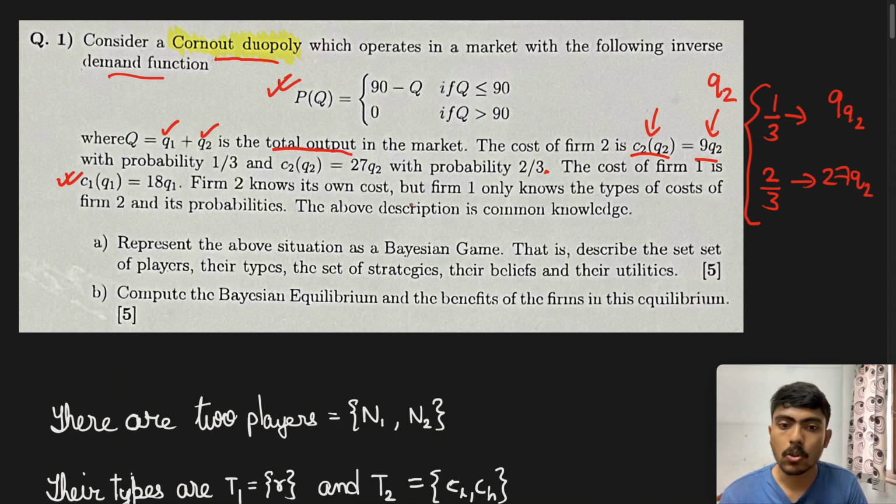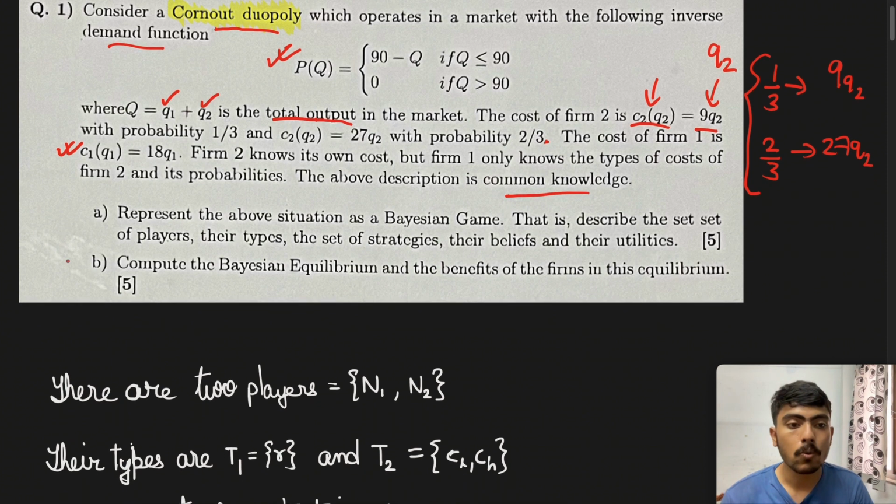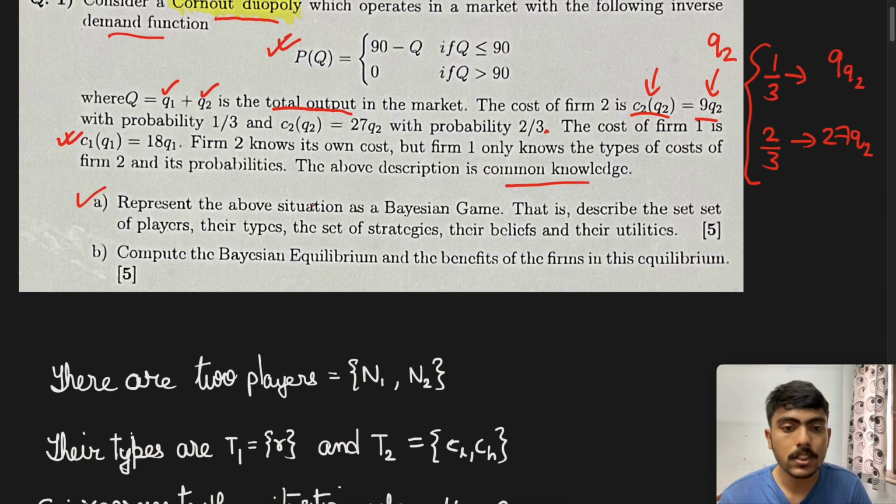Firm 2 knows its own cost, but firm 1 only knows the types of cost of firm 2 and its probabilities. The above description is common knowledge. So this is known to all, but what firm 2 will actually choose is only known to firm 2. Okay, so what we are asked here is to represent the above situation as a Bayesian game, that is, describe the set of players, their types, their set of strategies, their beliefs and their utilities.